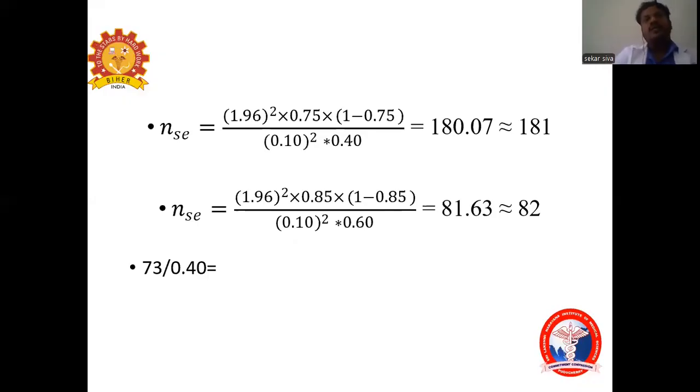Using this formula, if it is sensitivity, the total sample size is 181. If it is specificity, the total sample size is 82.